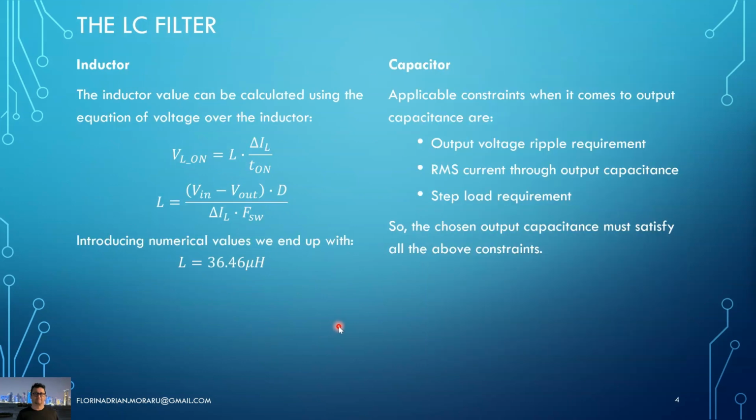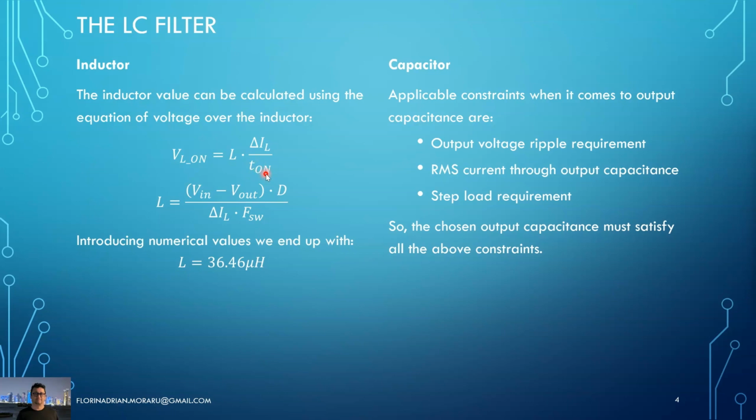Okay, now the LC filter. For the inductor, the things are pretty easy. We need to select one of the states, either the on state or the off state of the MOSFET. And here I simply use the on state. We have the voltage.